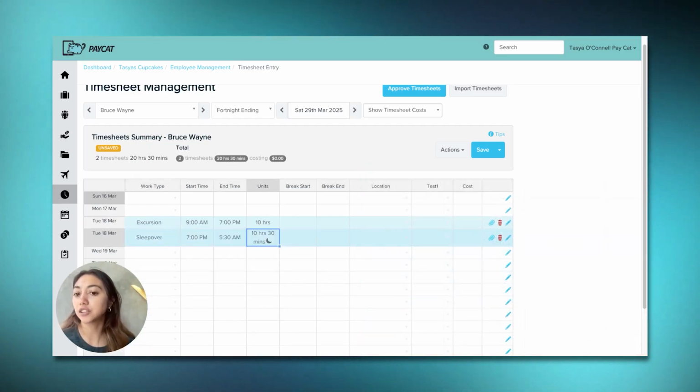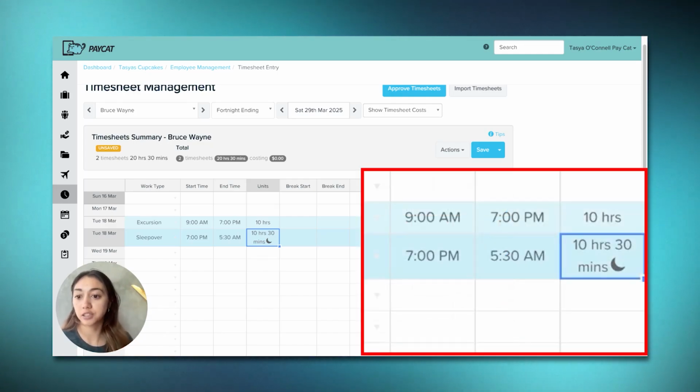The reason we're ending the sleepover shift at 5:30 a.m. is because Bruce starts working at 7 a.m. on Wednesday the next morning, and we do need to leave a gap of at least 1 hour between the end of the sleepover shift and the start of the shift the next day, so they are seen as two separate shifts. It's not going to affect the cost breakdown at all because a sleepover shift is paid at the allowance rate, 1 unit rate for the whole sleepover, regardless of how many hours.